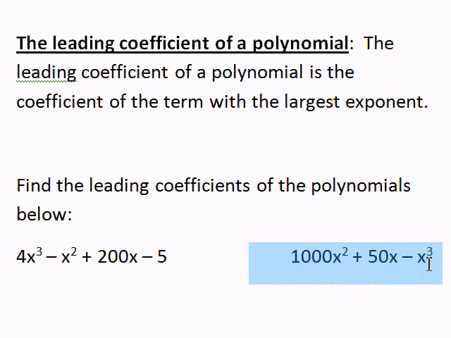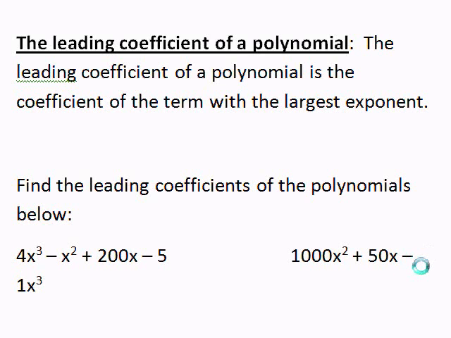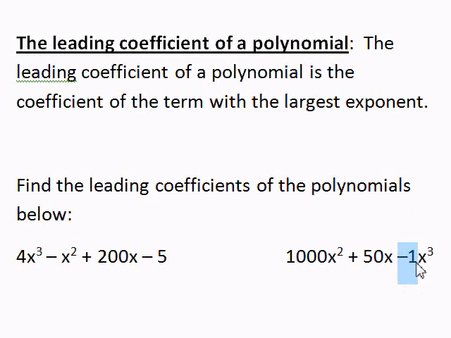For this polynomial right here, our leading coefficient is going to be negative 1. Now, the 1 is understood to be there even though it's not written. And it is the leading coefficient even though it didn't come first, because it is the coefficient of the variable with the largest exponent.